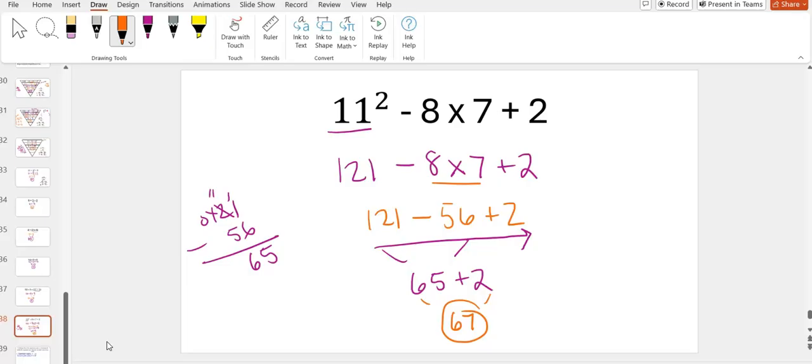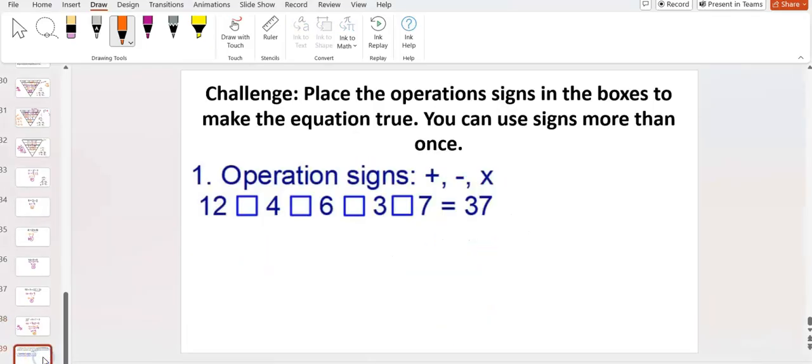I'm going to not pause on this one. I'm going to show it to you. It's a challenge question. So in this challenge question, you have to figure out where these operations go. Where do these signs go in this problem to make this equation true? There's going to be some trial and error. You're probably going to place some signs and try it and see if that worked out. And if it doesn't work out, try a different one.